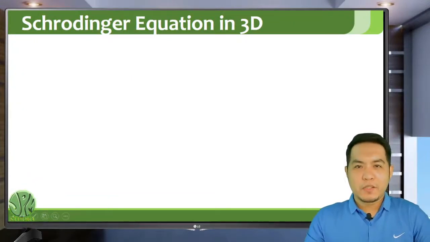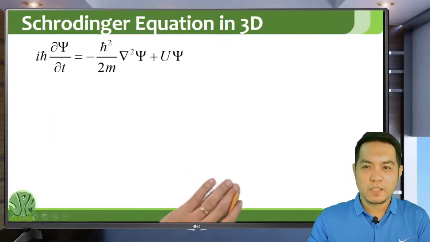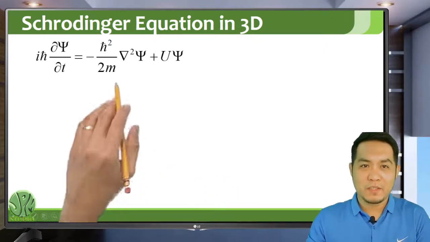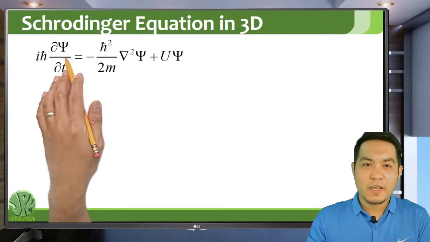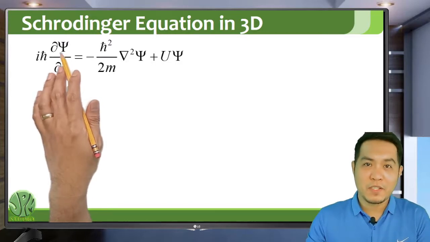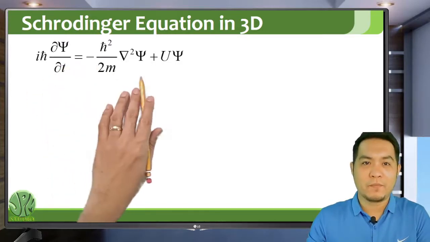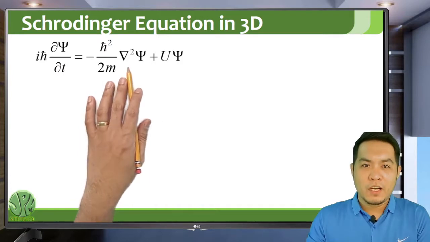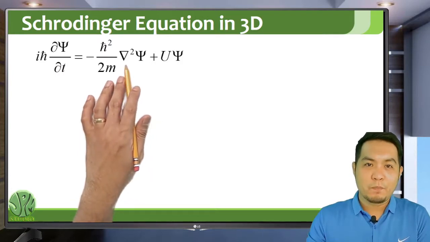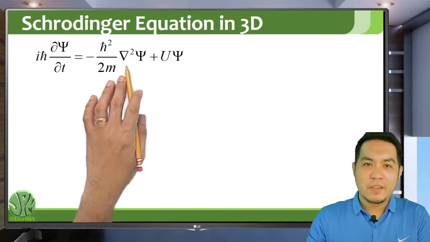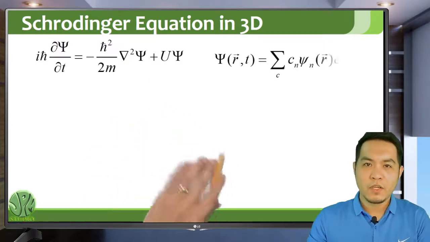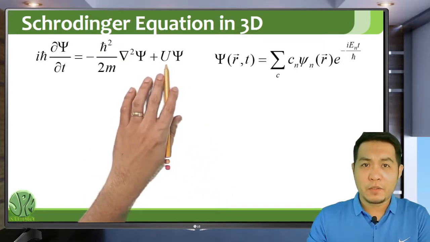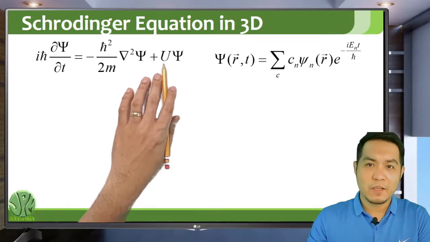So the Schrodinger equation in three dimensions will just look similar to the Schrodinger equation in one dimension, but your wave function now, instead of having two dimensions, position and time, will have four dimensions: three dimensions in position and one dimension in time. And your second order partial differentiation operator in three dimensions becomes the Laplacian operator, so del squared. And of course, your potential energy operator here will now be a function of three dimensions.